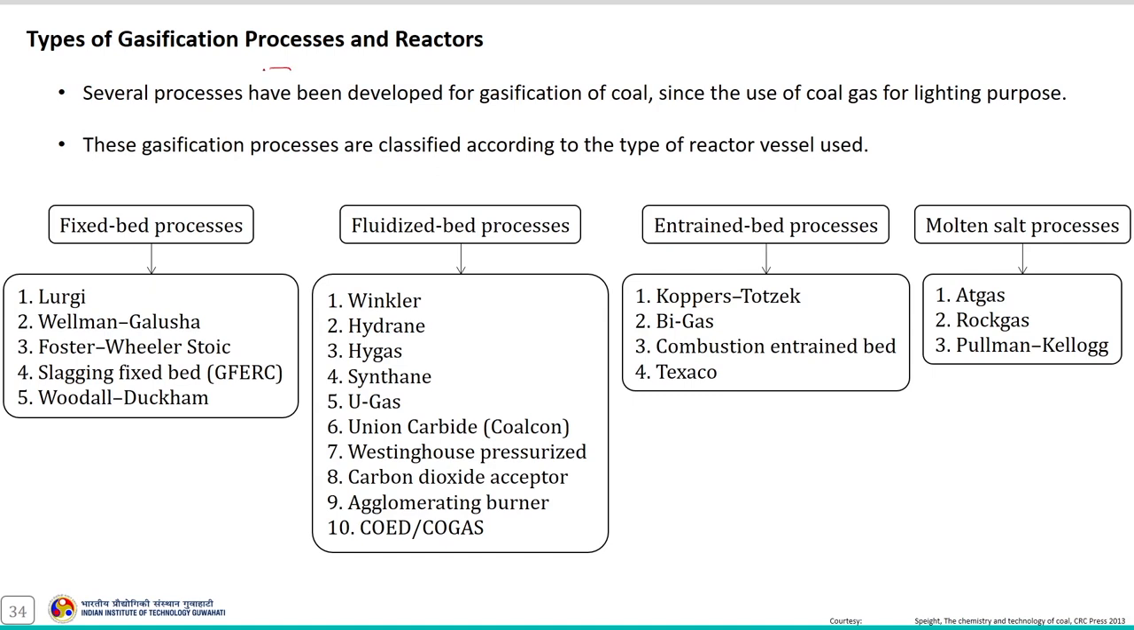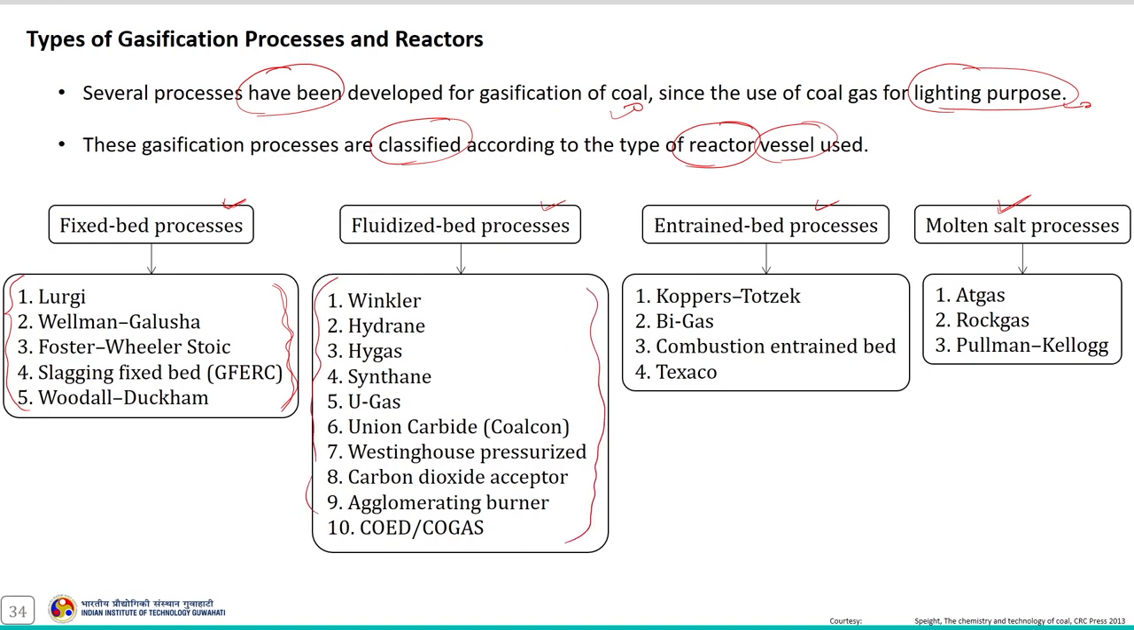Likewise, several processes have been developed for the gasification of coal, since the use of coal gas for lighting purposes was one of the prime motives of this particular process. These gasification processes are classified according to the type of reactor or vessel used during the gasification operation, which includes the fixed bed process, fluidized bed process, entrained bed process and molten salt process. According to these processes, the sub-classification of these different processes is also given here, although we will not be discussing in detail these types of reactor, but it is just provided here for information purposes.